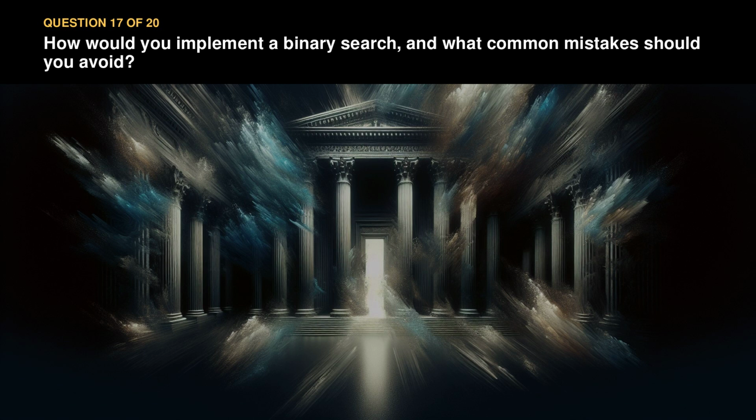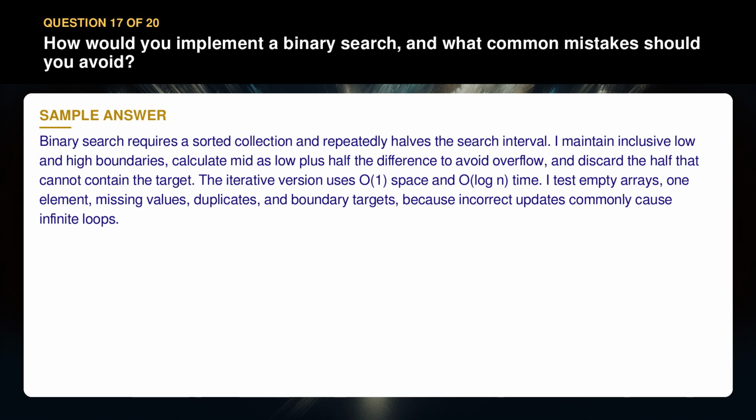Question 17. How would you implement a binary search, and what common mistakes should you avoid? Binary search requires a sorted collection and repeatedly halves the search interval. I maintain inclusive low and high boundaries, calculate mid as low plus half the difference to avoid overflow, and discard the half that cannot contain the target. The iterative version uses O(1) space and O(log n) time.